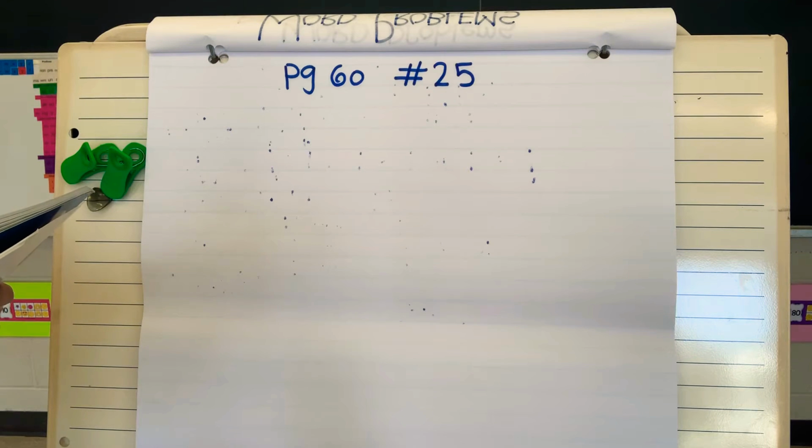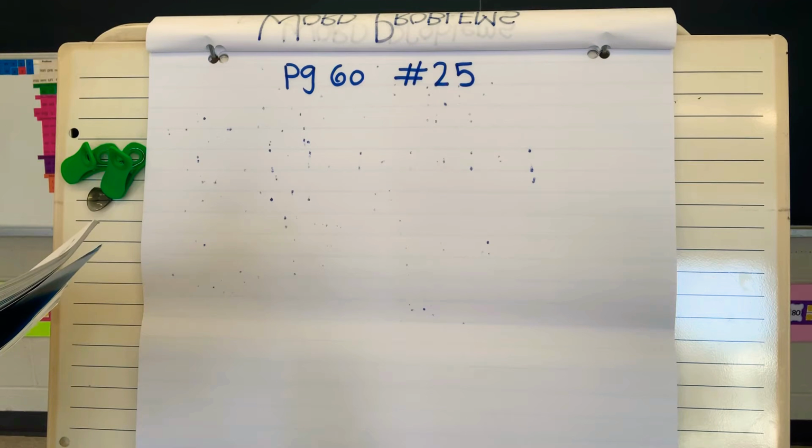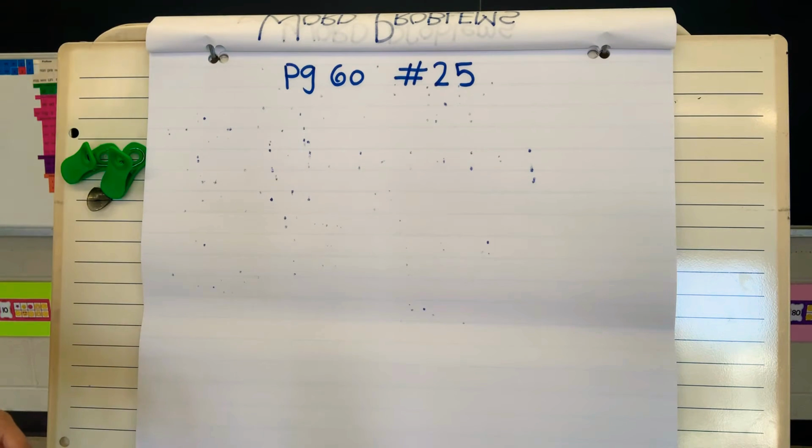Taylor has $5.40. She has 3 times as much money as Bonita. How much more money does Taylor have than Bonita? Okay, I'm going to read it one more time. Taylor has $5.40. She has 3 times as much money as Bonita. How much more money does Taylor have than Bonita?